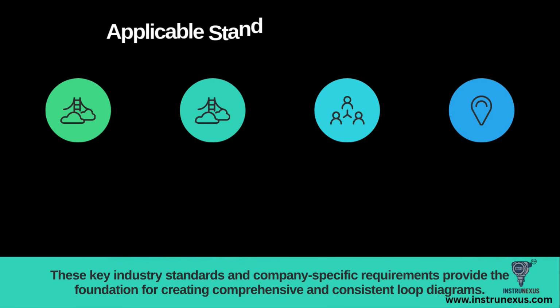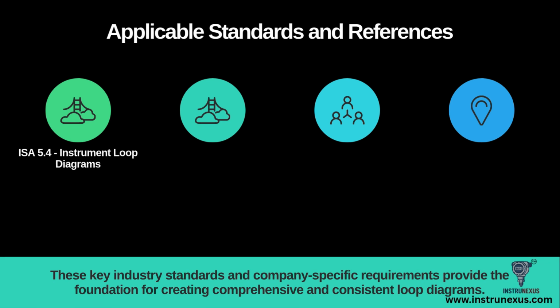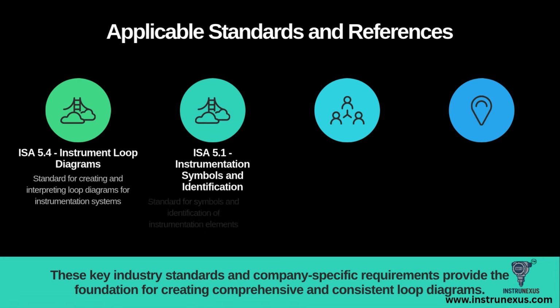They are governed by strict industry standards to ensure consistency, clarity, and safety. The most important standard is ISA 5.4, which is dedicated specifically to instrument loop diagrams. It defines the standard methods for creating and interpreting them. Closely related is ISA 5.1, which covers instrumentation symbols and identification. This is essentially the dictionary for our diagrams. It defines what every symbol for every instrument and signal line means.